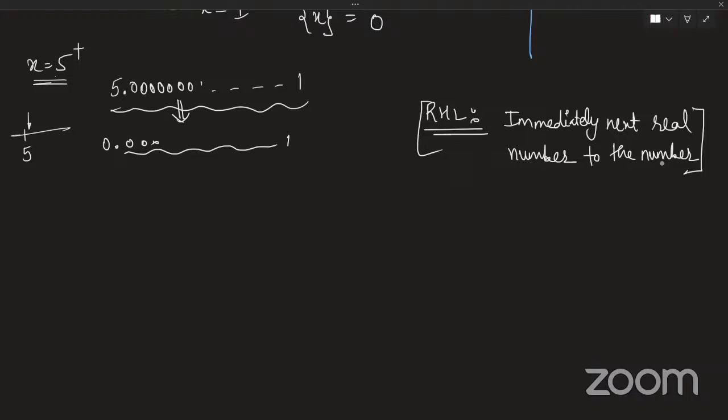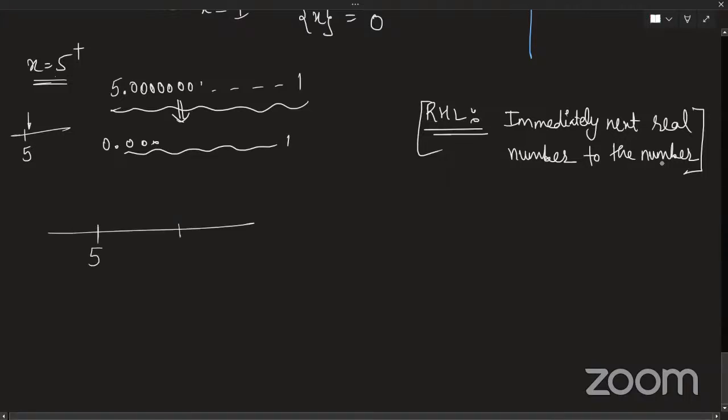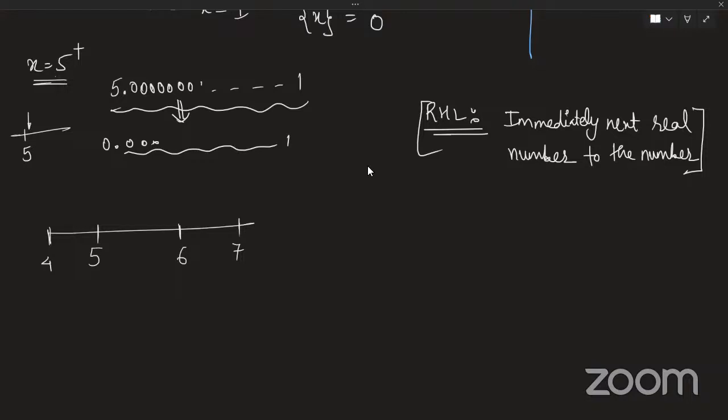I have a value 5 on the number line. Here I have got 6, here I've got 7, here I've got 4. What is the immediately next real number to 5? Gayatri, Amani, who will tell me? 0.001. You mean 5.001? That's it?